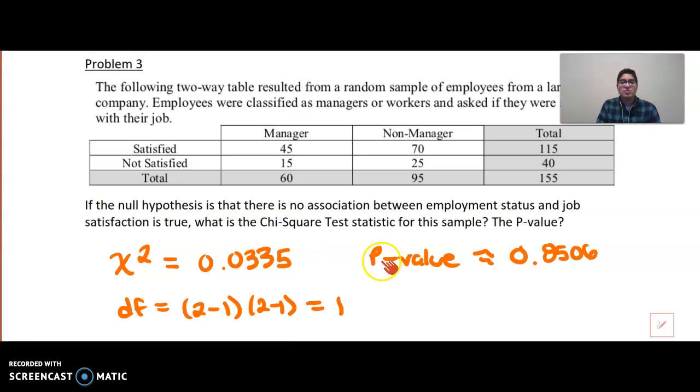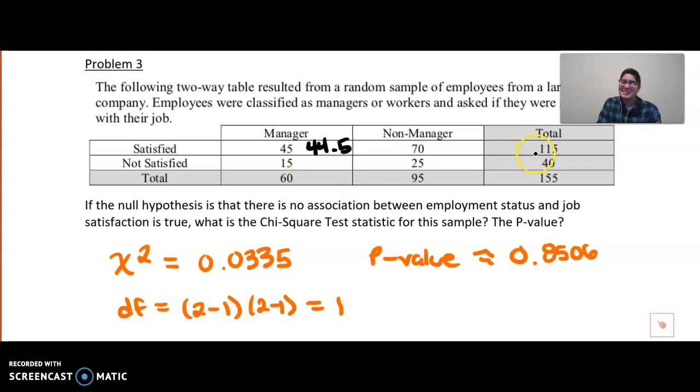So to find the chi-square test statistic, I would do 60 times 115. I mean, we're here, right? Might as well do it. 60 times 115 divided by 155, that here is going to give me 44.5. And you know what? I'm already tired of doing this.